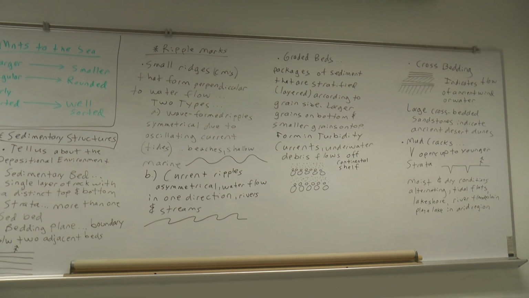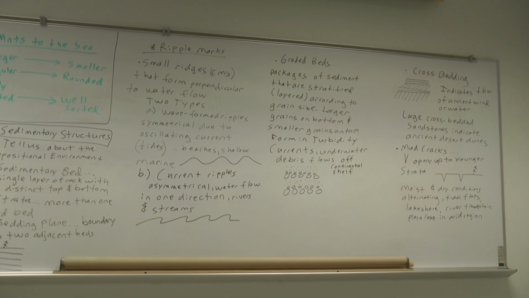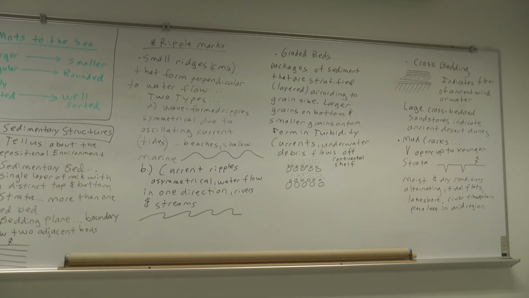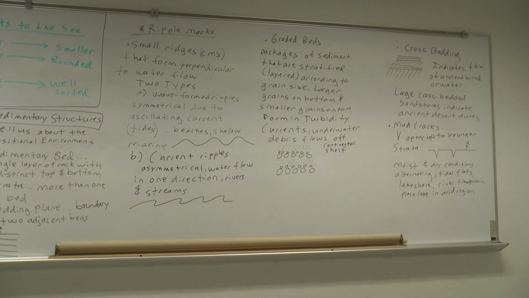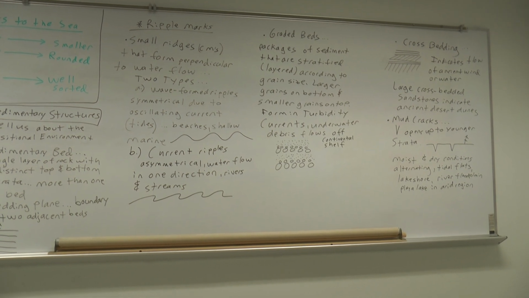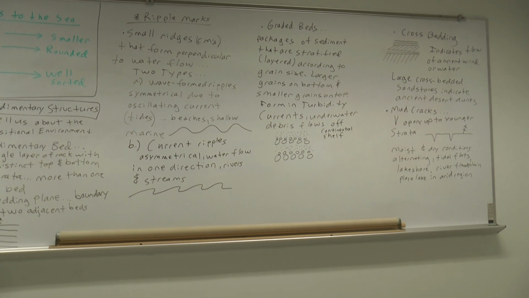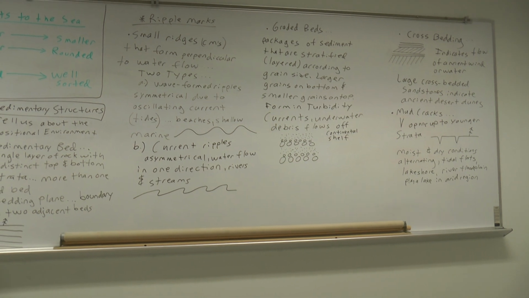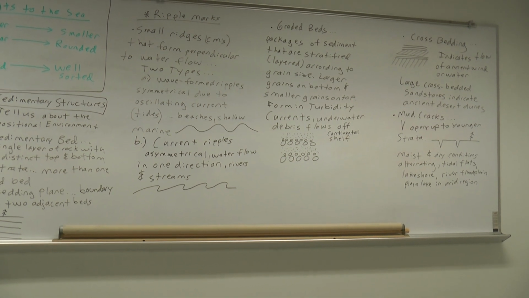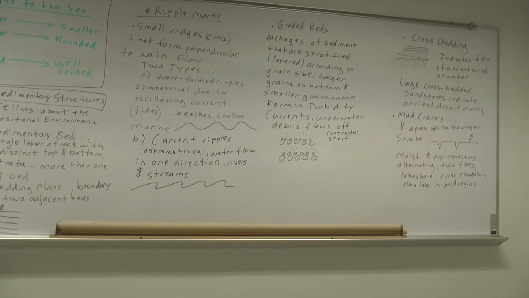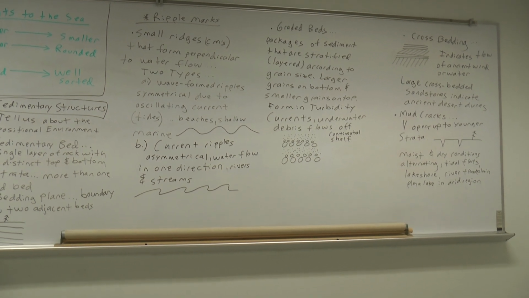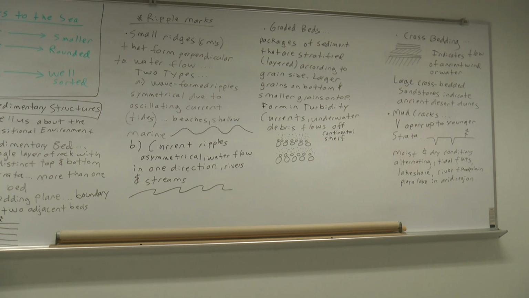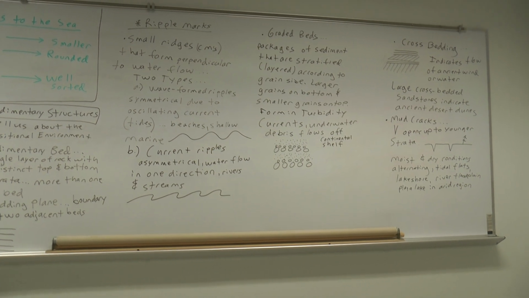We have 2 types. The first type are referred to as wave-formed ripples. They are symmetrical, as I have drawn there, and they're symmetrical because you have an oscillating current, which means back and forth. What kind of current is oscillating? Tides, high tide, low tide. So when you have ripple marks, say in fine sand, that is showing you that was a beach environment in the past, or just offshore, a shallow marine environment in the past.